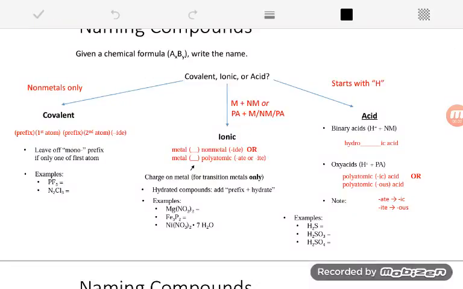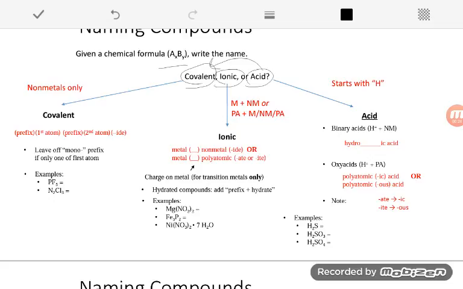One challenging thing we need to be able to do is name compounds if we're given the chemical formula. The challenging thing about this is there are 3 sets of rules depending on whether you have a covalent compound, an ionic compound, or an acid. Now, technically, acids are simply a type of covalent compound. However, I'm putting them in their own category here because they have their own set of naming rules.